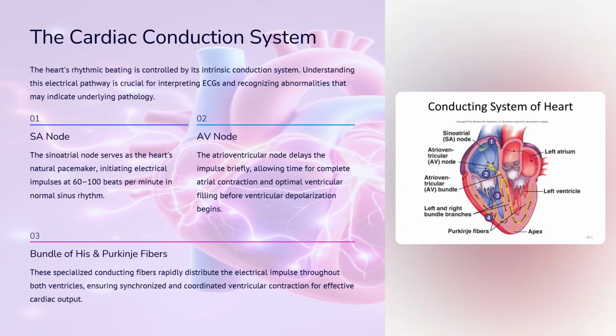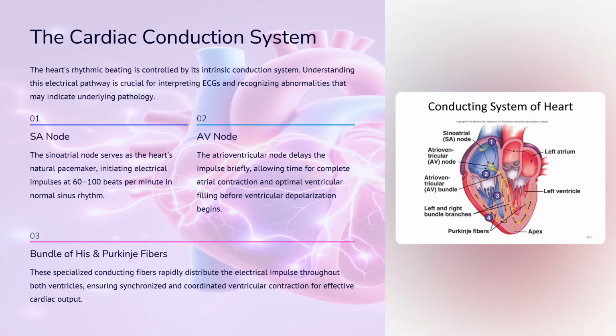Next, the impulse moves down the bundle of His through the right and left bundle branches and into the Purkinje fibers, which then spread the electrical signals throughout the ventricles. These ventricular pacemaker cells have the slowest intrinsic rate, about 20 to 40 beats per minute, and they serve as the heart's last backup system.